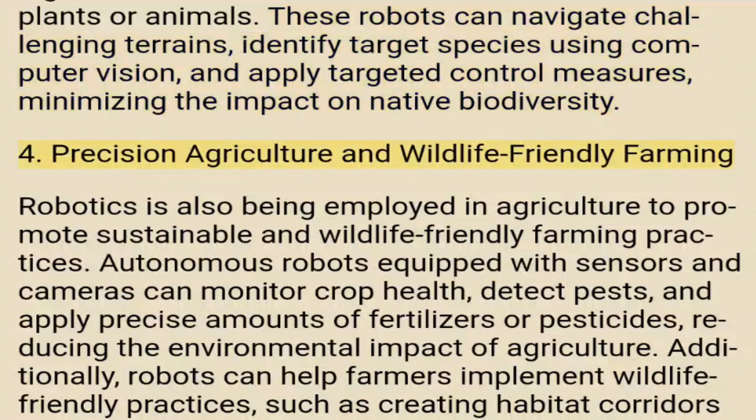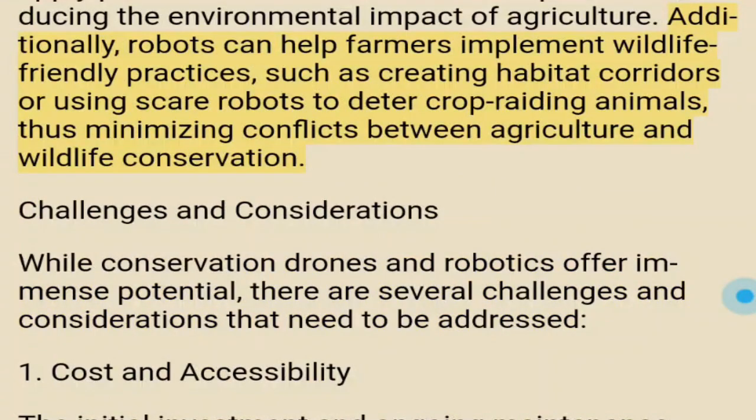4. Precision agriculture and wildlife-friendly farming. Robotics is also being employed in agriculture to promote sustainable and wildlife-friendly farming practices. Autonomous robots equipped with sensors and cameras can monitor crop health, detect pests, and apply precise amounts of fertilizers or pesticides, reducing the environmental impact of agriculture. Additionally, robots can help farmers implement wildlife-friendly practices, such as creating habitat corridors or using scare robots to deter crop-raiding animals, thus minimizing conflicts between agriculture and wildlife conservation.